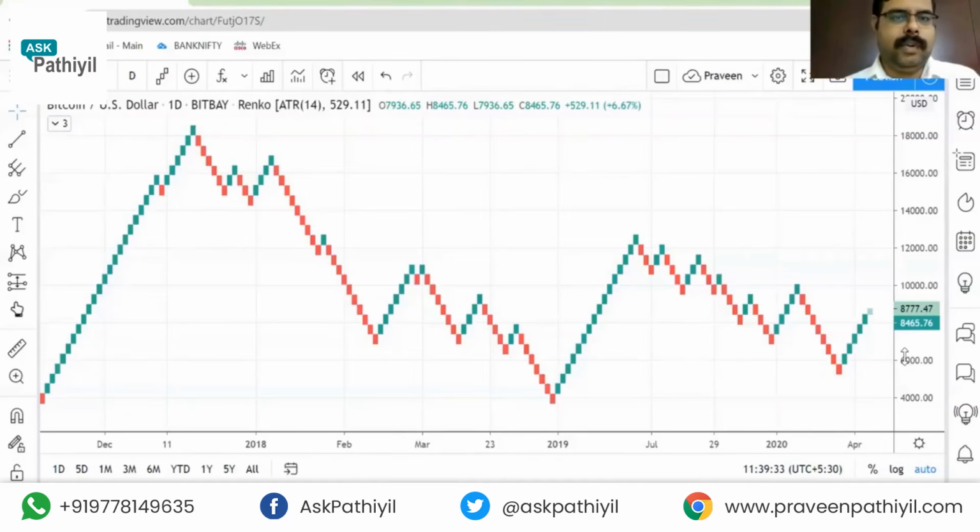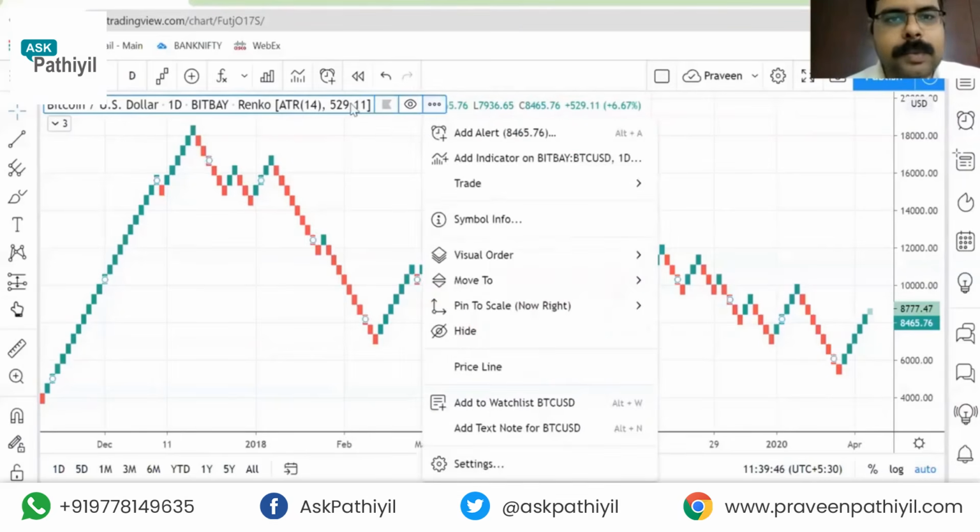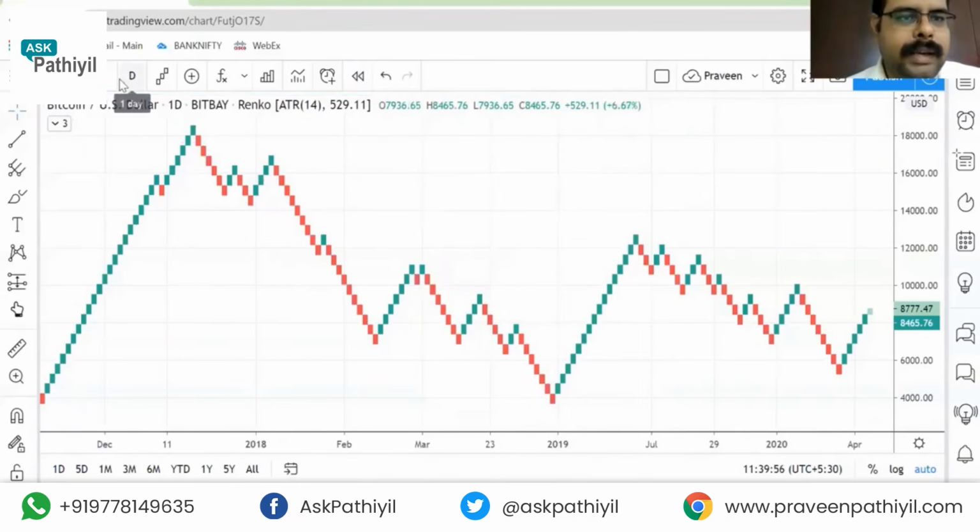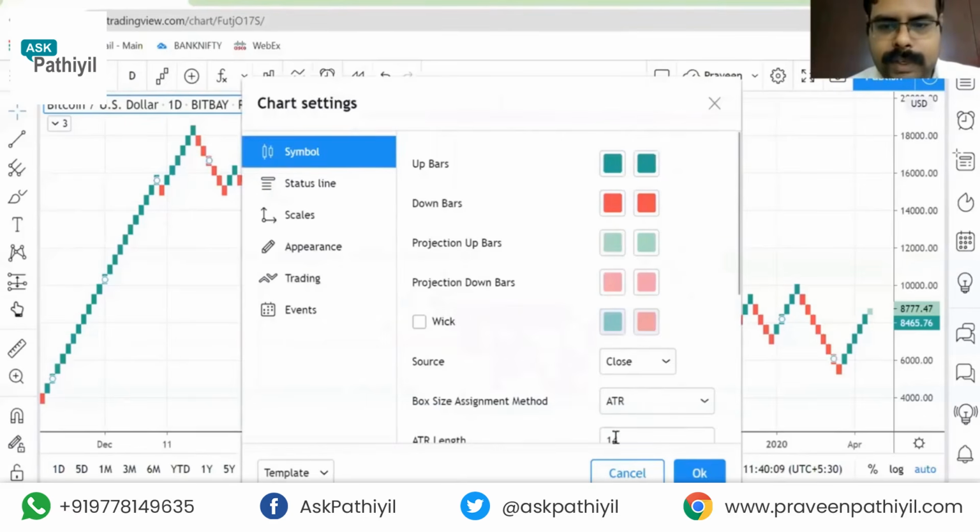So in this particular chart, what is it exactly that we are going to do? By default, ATR 14 is $529 for this particular Bitcoin. Now I'm going to convert this into my own style, wherein I'm going to split this into half of it. So this is Bitcoin on a daily time frame. ATR 14 by default settings is 529. So I'm just going to take 265, which is half of it.